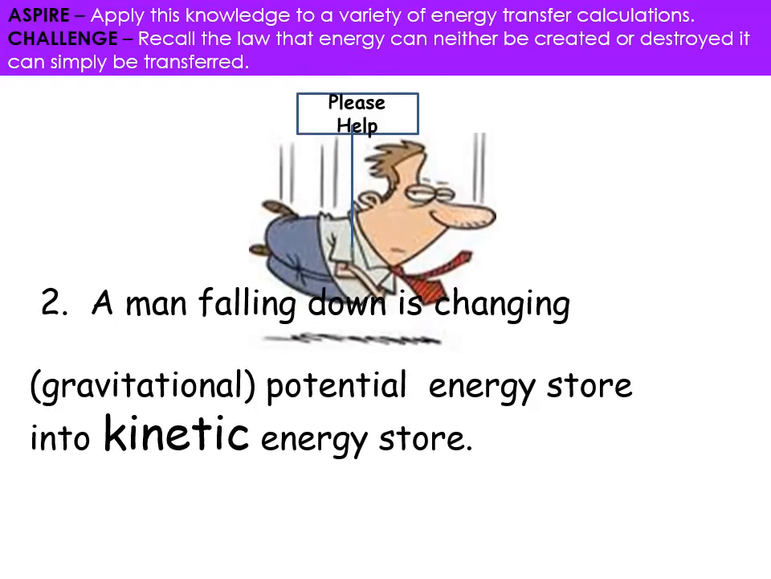So what we've got is gravitational potential, because he is falling from a height, and initially he would have had potential energy store, so anything from a height would have potential energy. Once you let go of it, it changes into the kinetic energy store. So gravitational potential energy store into the kinetic energy store. That's what's happening with that guy.